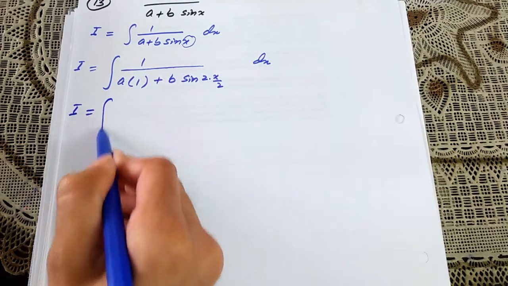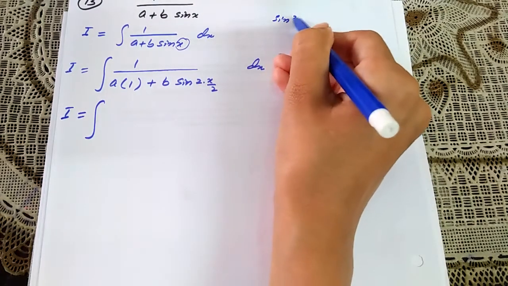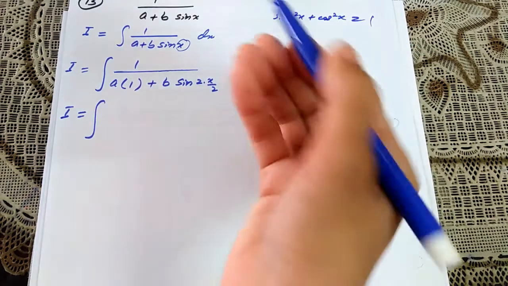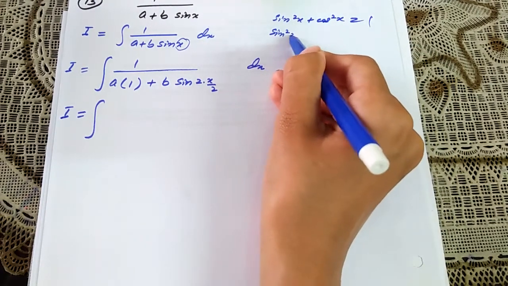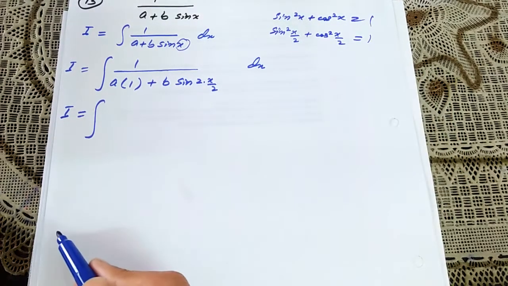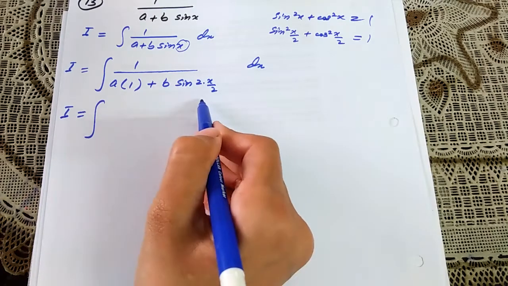Now we know that sine square of x plus cos square of x is equals to 1. Also, if I want to write here sine square of x by 2 plus cos square of x by 2, we can write it like 1 as well, because I am using here the half angle identity.